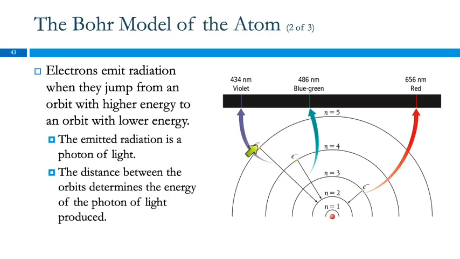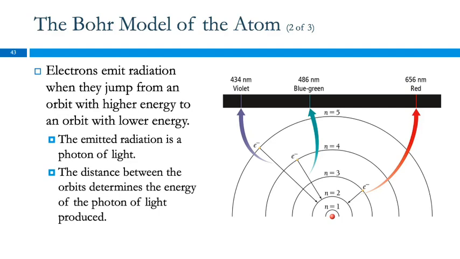And when it goes back down, say from the 5th orbit to the 2nd orbit, it's losing energy that corresponds to the difference in energy between these two orbits. And that energy is released as a photon of light, and we can measure the wavelength. We can measure the energy of that light. So we can measure the energy difference between these two states for the electron. If it goes from the 4th orbit to the 2nd orbit, we see this blue-green light. The 3rd orbit to the 2nd orbit, we see the red light.